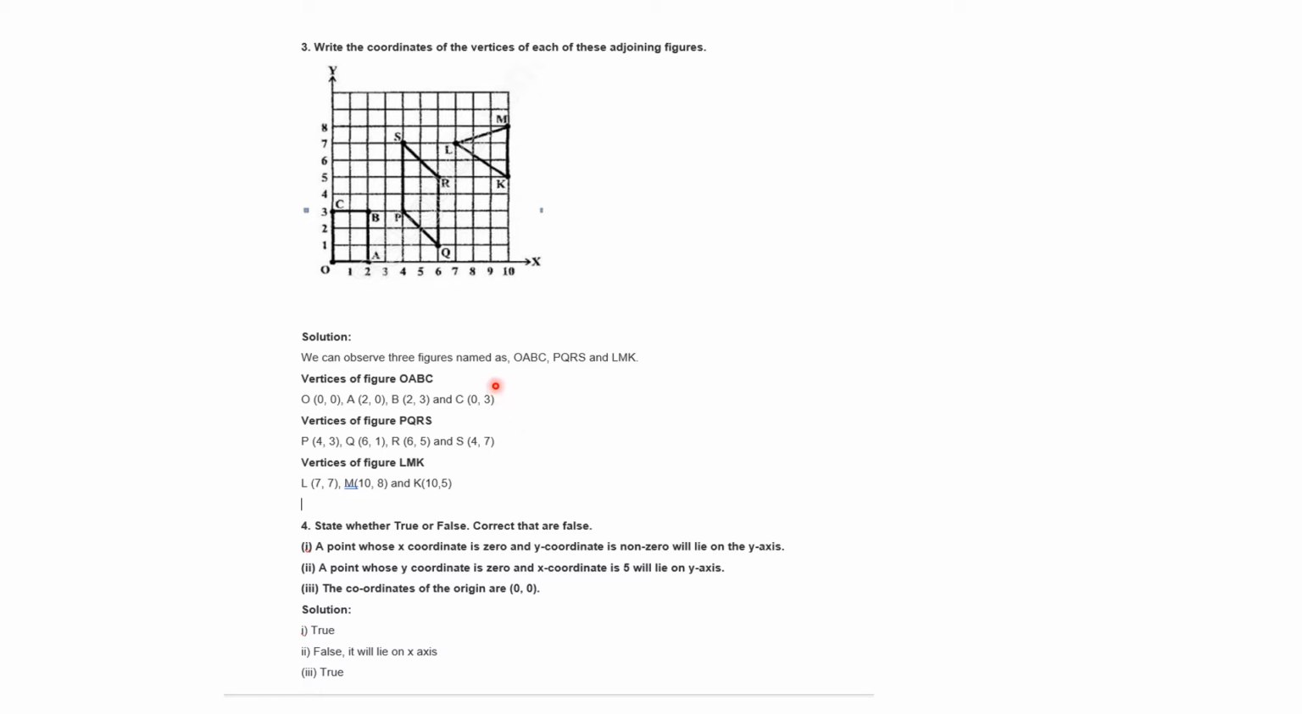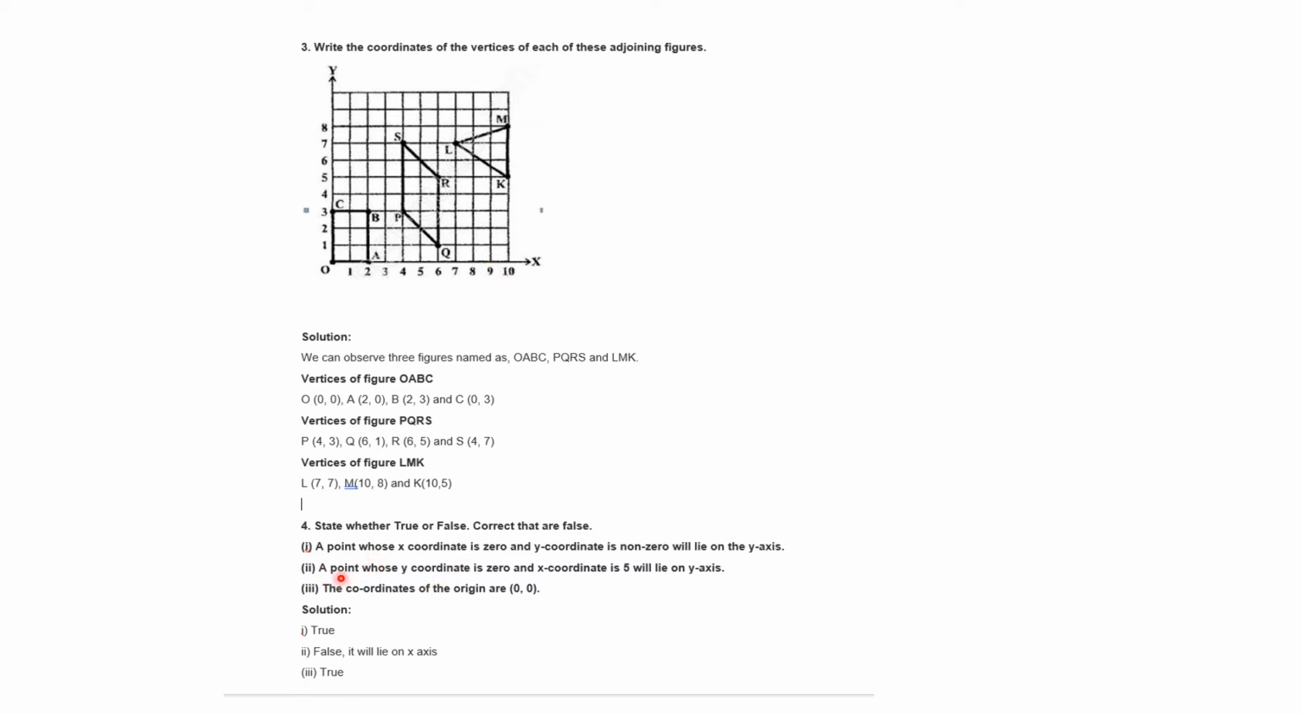Same when I explain it to you. For example, in this PQRS, for this P, it is 4 and 3. Okay, for the rest of the questions also, similarly you can find out your answers. Yes, now here question number 4. We have to mention whether it is true or false.